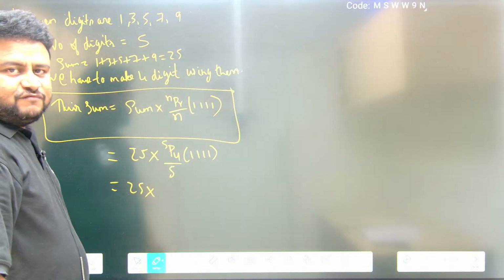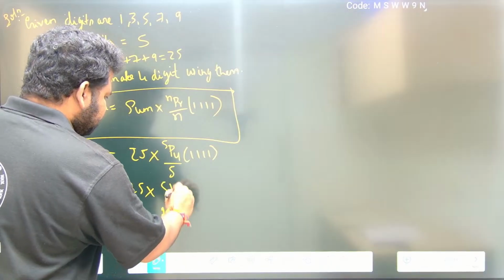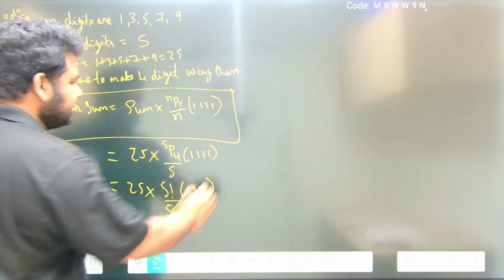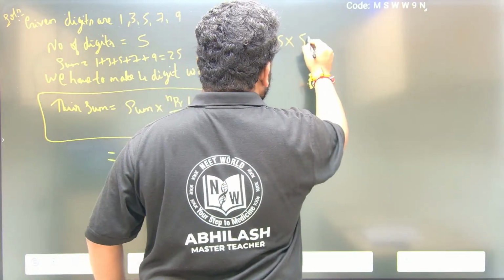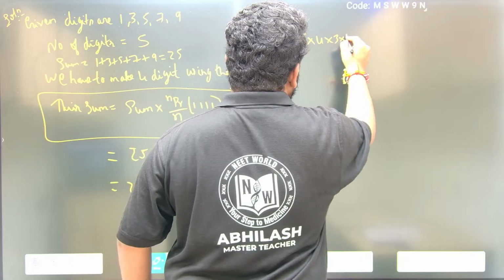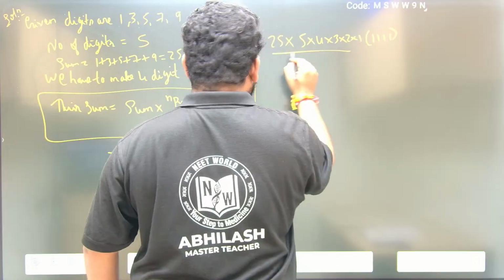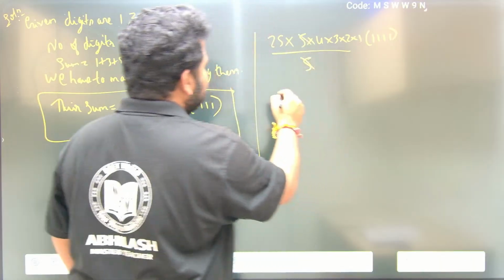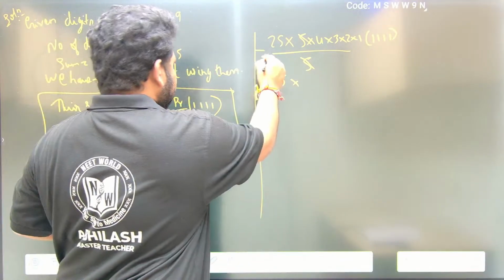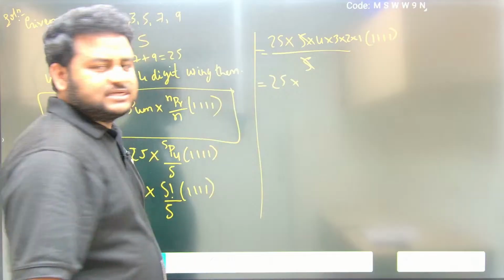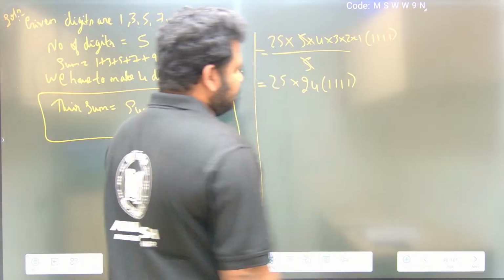Now 25 into nPr. 5P4 is nothing but 5 factorial by 1 factorial. Now I can write it as, you have to write each and every step, 25 into 5 into 4 into 3 into 2 into 1, into 1, 1, 1, 1, divided by 5. So 5 and 5 I can cancel. I will get 25 into 4 times 3 is 12, 12 times 2 is 24. Their sum equals 25 into 24 into 1, 1, 1, 1.